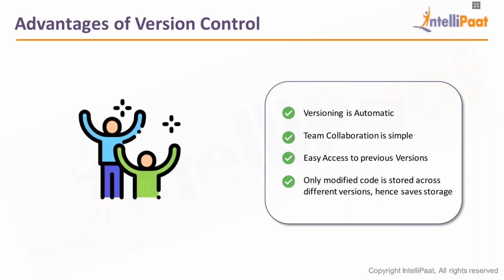Now we have a couple of advantages for this version control system. That is, versioning is automatic, so you don't have to worry about whether a version has been created or not. Even if I talk about S3 storage, there also we can create the version of the file. But still, if you want to collaborate with multiple teams, that is not feasible in the case of S3. So again, we're left with a simple version control system like GitHub or Bitbucket, GitLab. So depending upon the company's environment, you will find any one of them. So advantages, I was talking about the advantages. Team collaboration is simple, easy access to previous versions, and only modified code is stored across the different versions, hence saving storage.